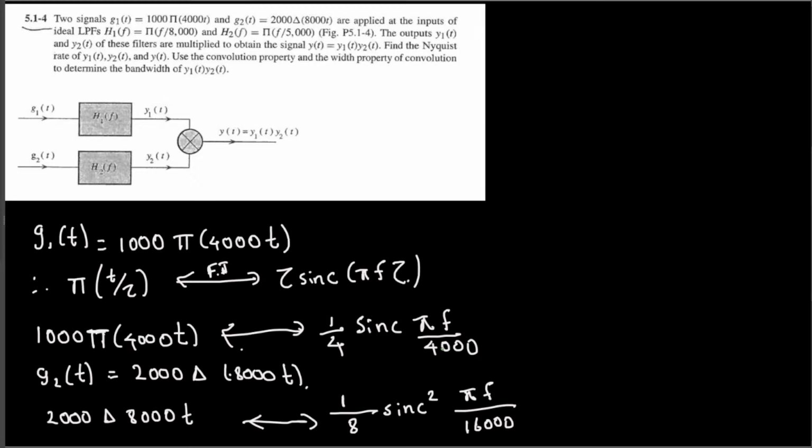So from this we can right away see the bandwidth for the first one is 4000. Okay, let's write this down. So the bandwidth for this is g1(f). This is g1(t), so this one is g1(f), and this one is g2(f).